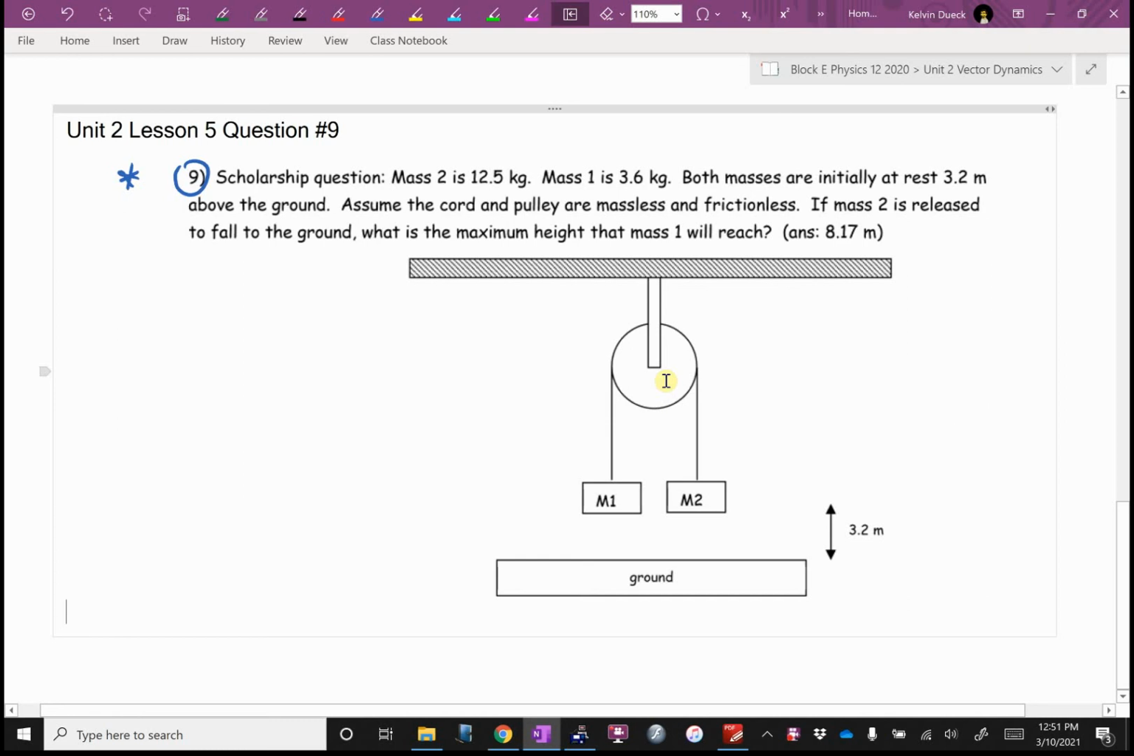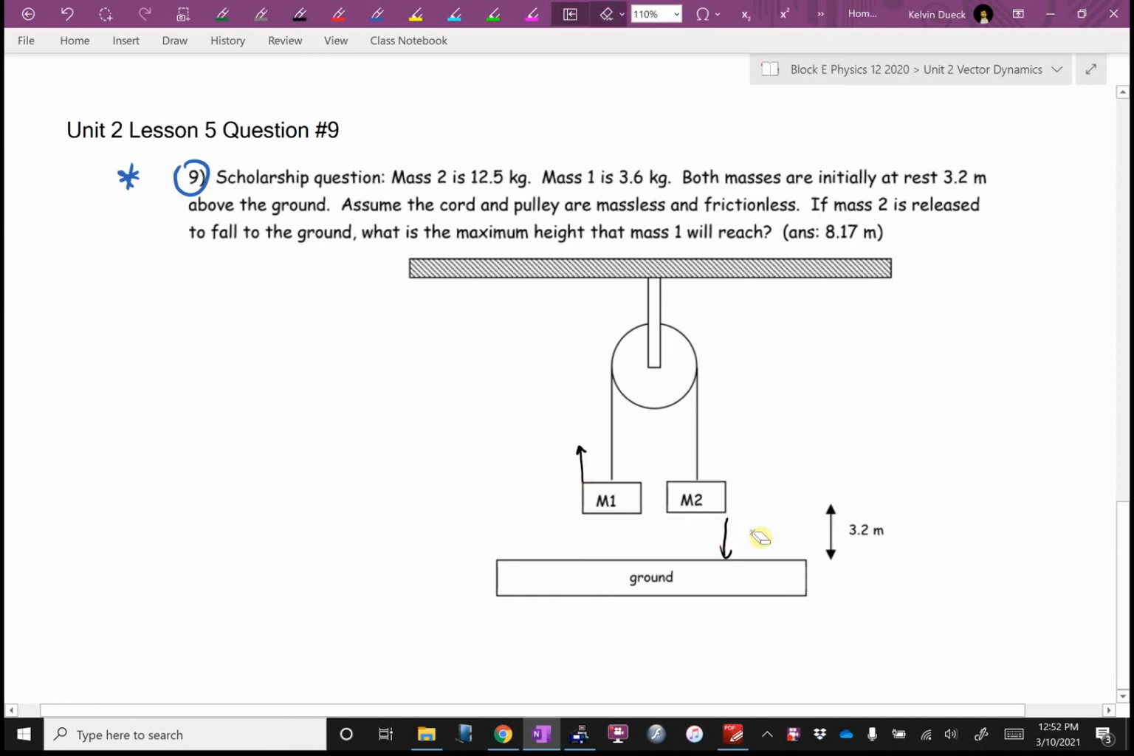Ooh, question 9. This is a tricky question, although all the physics in it is physics 11. The real challenge is seeing what's going on. So here's what's going to happen. Mass 2 is 12.5 kilograms. When we let it go, it's going to fall down to the ground. It's going to accelerate down to the ground. And when it does that, it's going to pull mass 1 up.